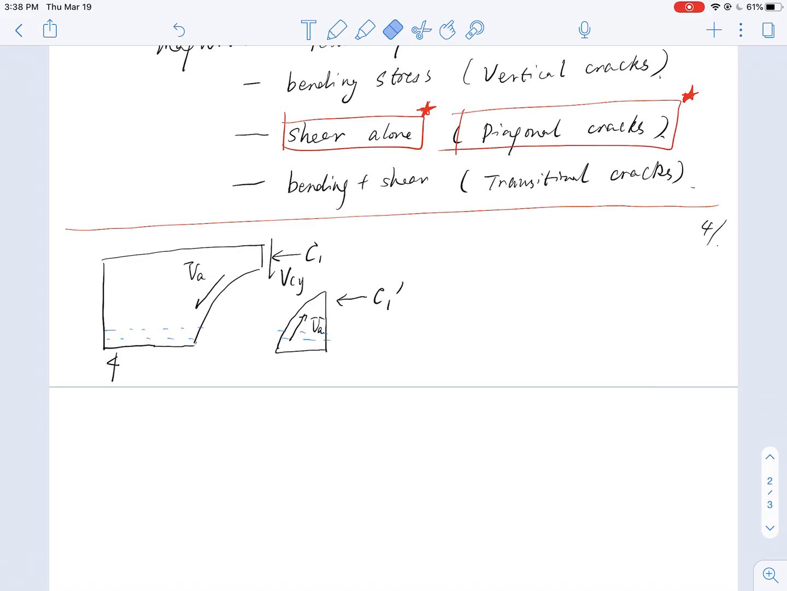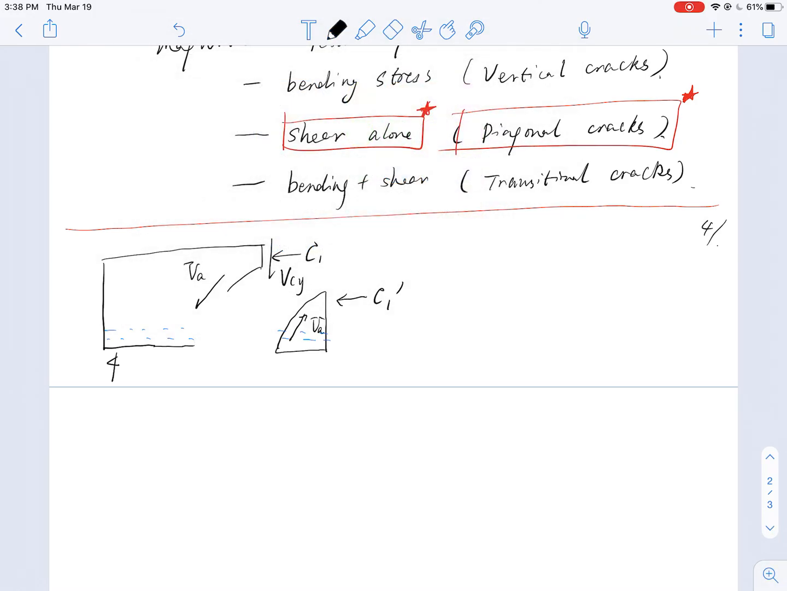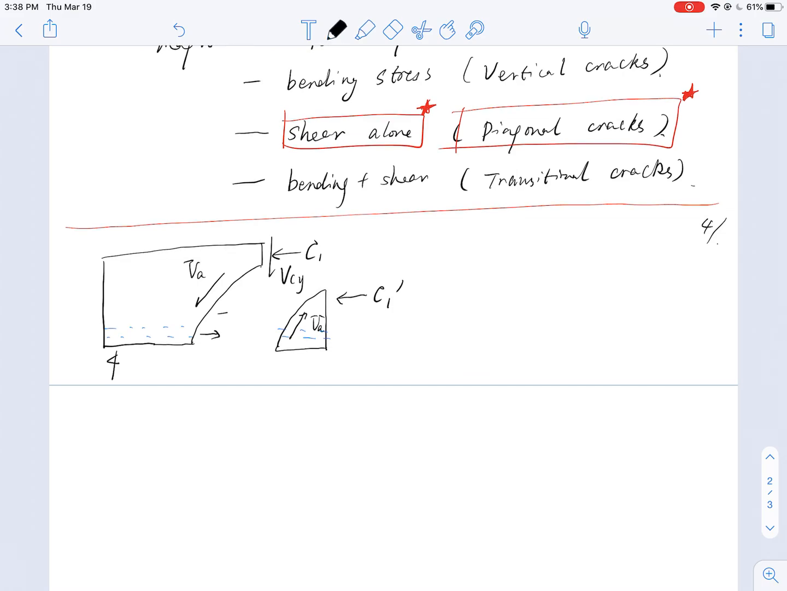So through the rebar, I have a tension force from the bar. I also have shear force resistance provided by the bar called VD. So I have a tension force here and VD here.